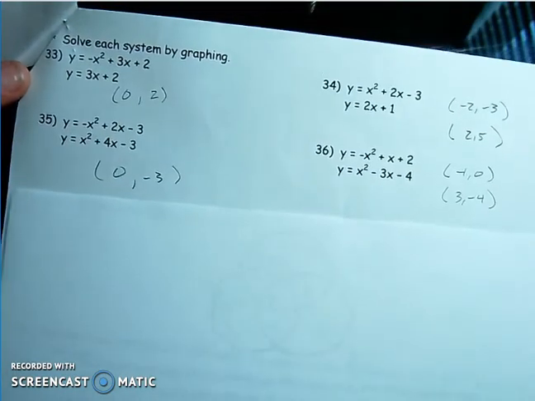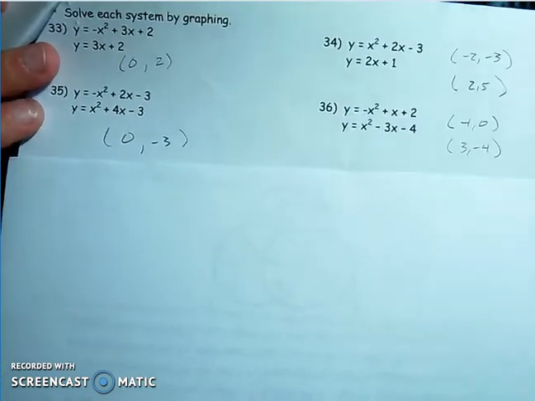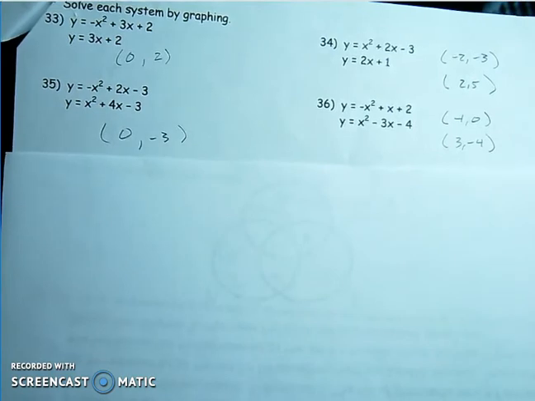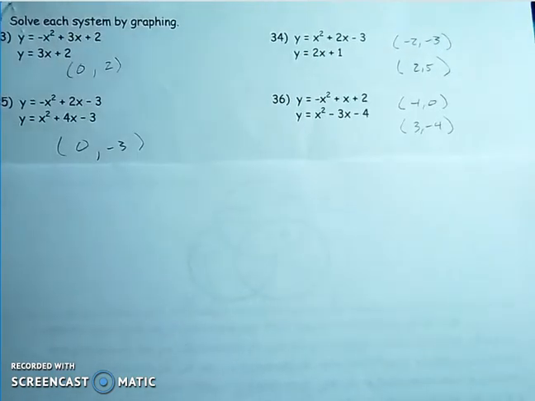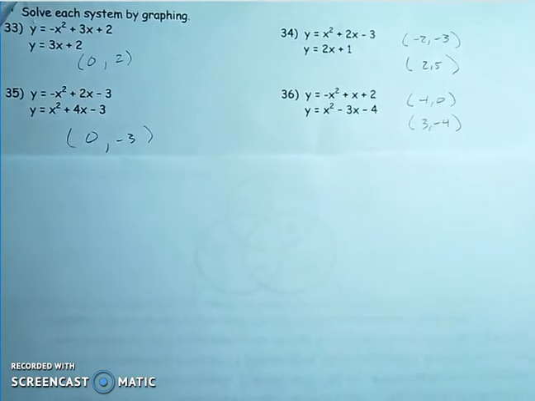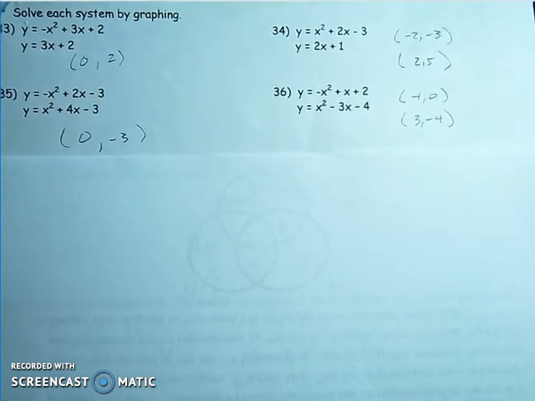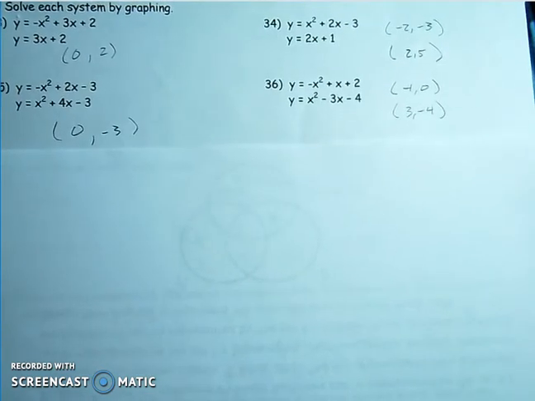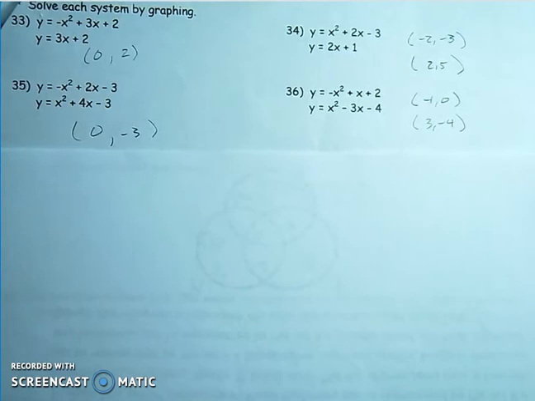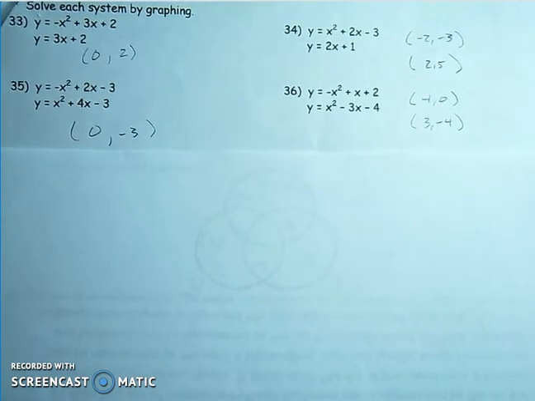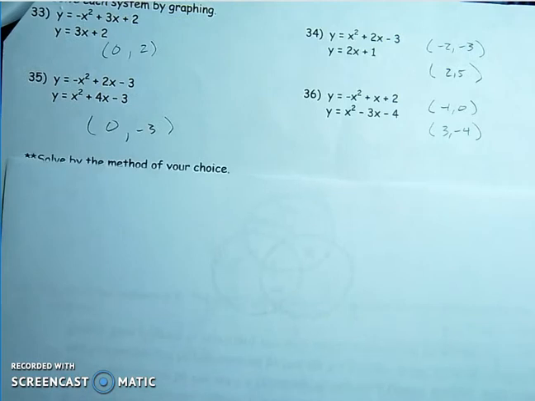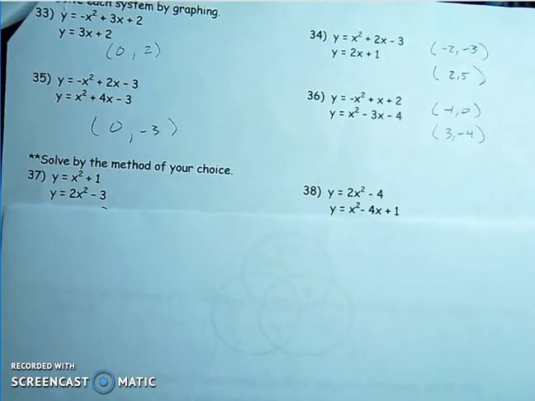The answers you should have gotten for the two quadratic systems in 35 is 0, -3. They only have their vertex in common. And 36, you should have gotten -1, 0, and 3, -4. Again, if you did not get these answers, or if you have any questions about solving systems by graphing, now is the time to get help on that from Ms. Lewis. Solving it by any method of your choice.